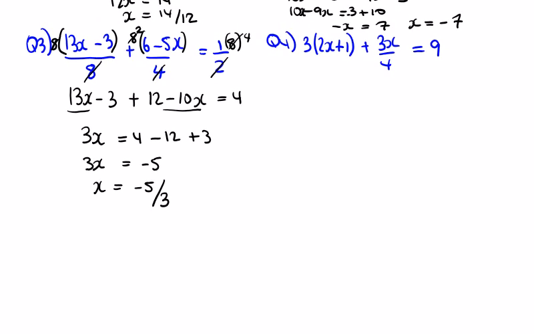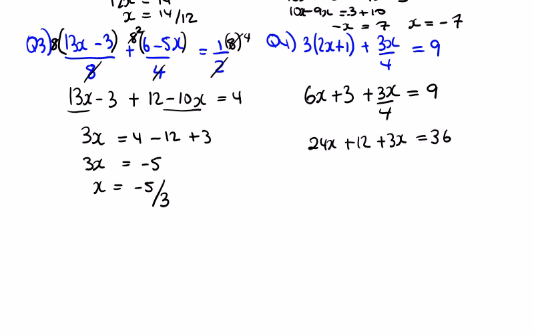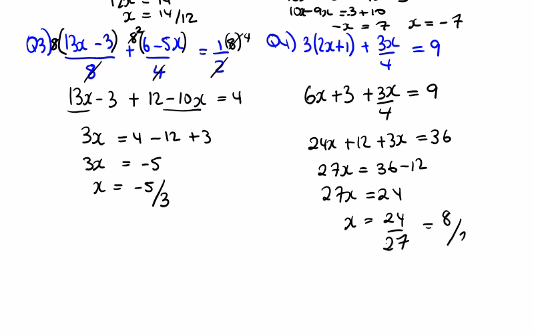And in question 4, we're going to multiply by 4. Or we could get rid of the bracket first, whatever you choose to do. Let's get rid of the bracket first, just to do it a different way. 6x plus 3 plus 3x over 4 is equal to 9. Now we need to multiply by 4. So 4 by everything. So 24x plus 12 plus 3x. And 4 by everything will give that 9 4s are 36. So we've 27x is equal to 36 minus 12. 27x is equal to 24. X is equal to 24 over 27, which just simplified it. I'll divide by 3, which is 8 over 9.